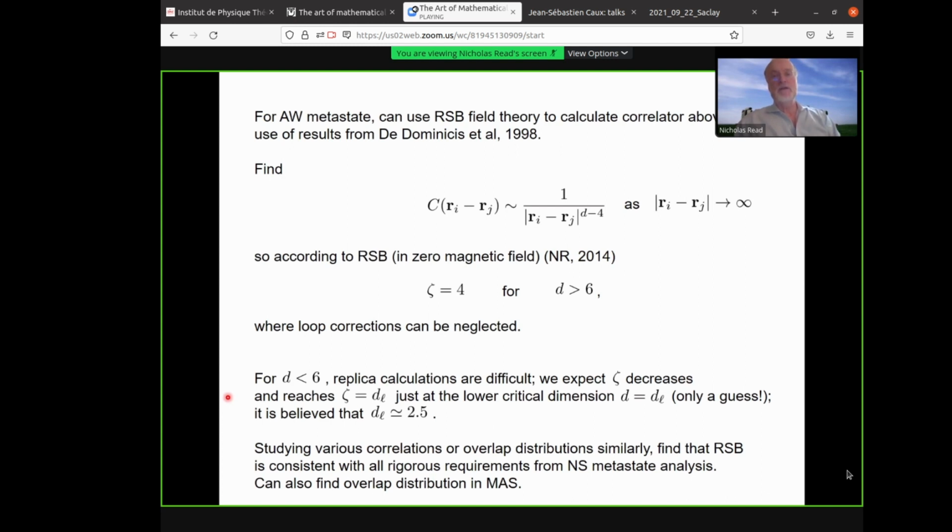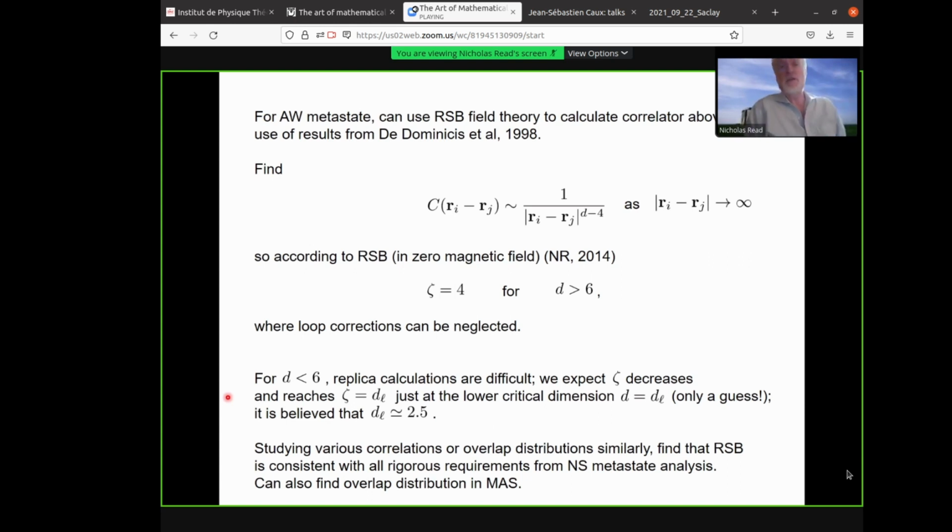we can use the replica approach and the replica symmetry breaking field theory to actually calculate the correlator, because we just have to do the disorder averages in certain ways. And the result is that in high dimensions, this correlation function falls as 1 over distance to the d minus 4 asymptotically. So zeta equals 4, and this should be valid for d bigger than 6, where the loop corrections to the field theory calculation can be neglected. They're infrared finite. So that's a definite prediction which comes from replica symmetry breaking.